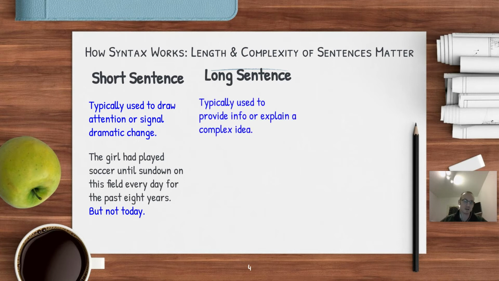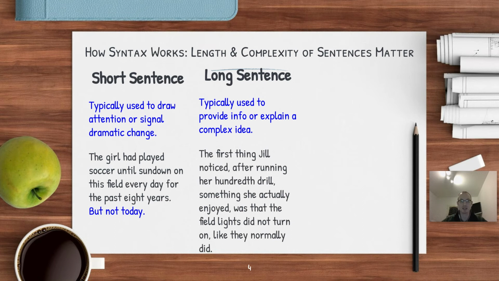Long sentences are typically used to provide information or to explain a complex idea, right? You can't get the whole idea across in a simple sentence, so you make the sentence longer to accommodate the longer explanation. So an example. The first thing Jill noticed after running her 100th drill, something she actually enjoyed, was that the field lights did not turn on like they normally did. Okay, complex sentence, right? Longer sentence here, adding in a whole lot of extra details and information.